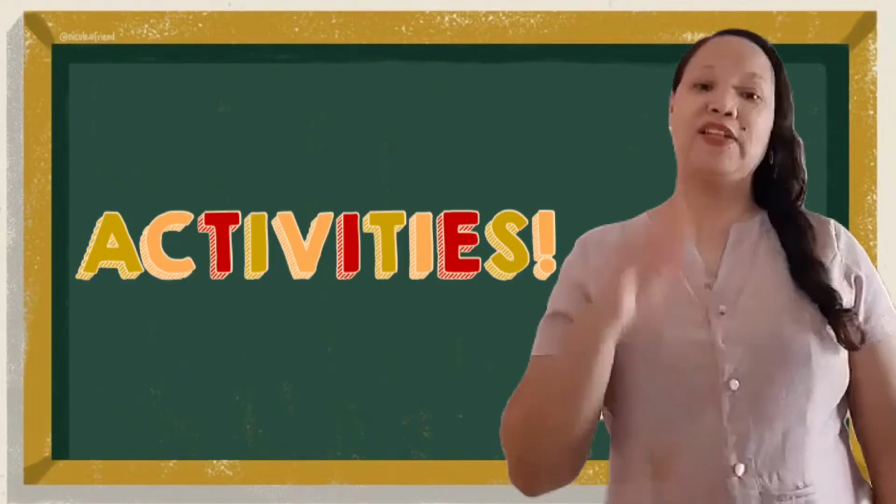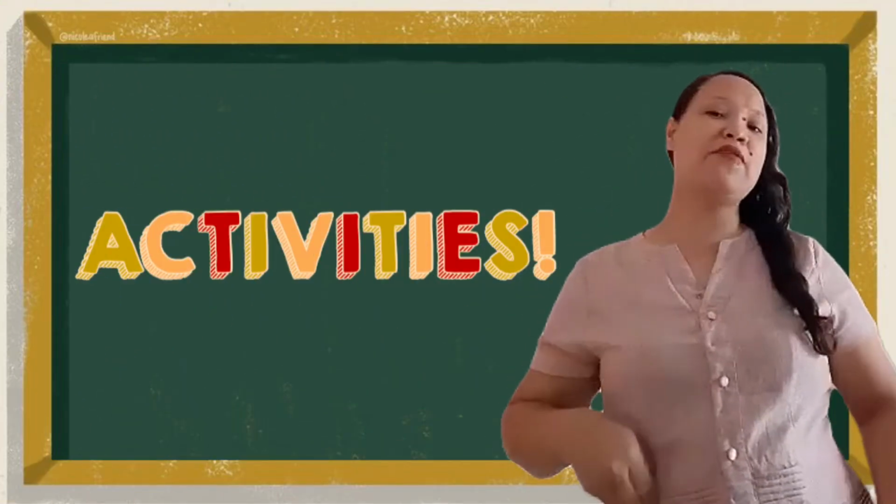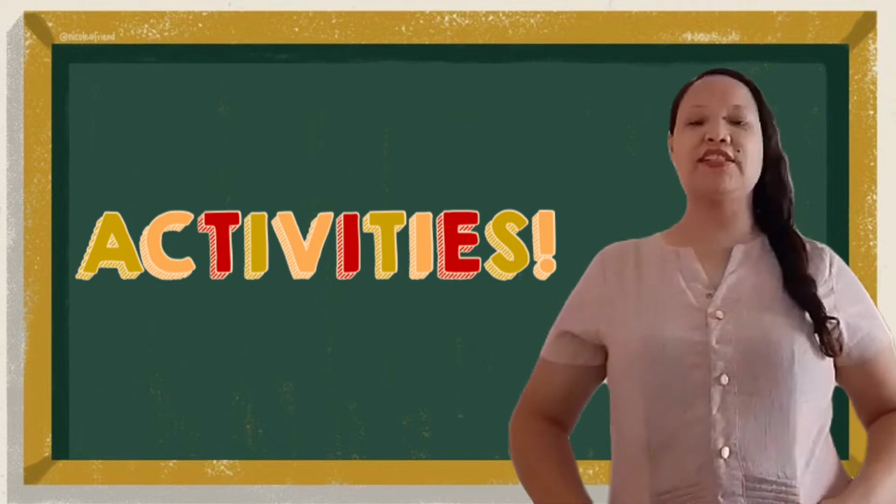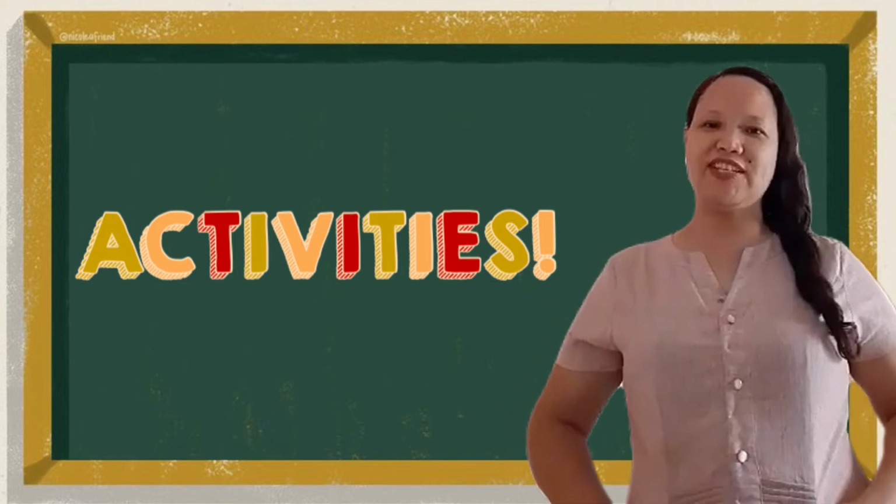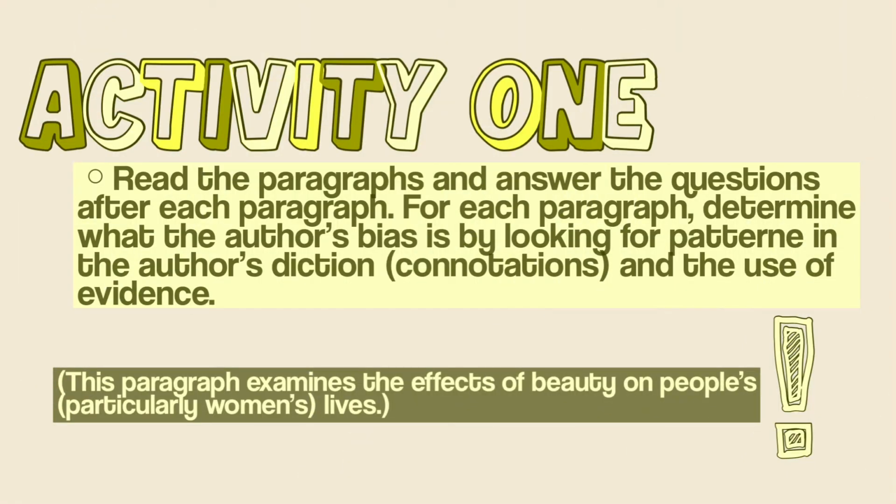around. Now it's time for an activity. Reminder for everyone that your answer in this activity will be checked by your English teacher. Activity 1. Read the paragraphs and answer the questions after each paragraph. For each paragraph, determine what the author's bias is by looking for patterns in the author's diction, connotations, and the use of evidence. This paragraph examines the effects of beauty on people's, particularly women's, lives.